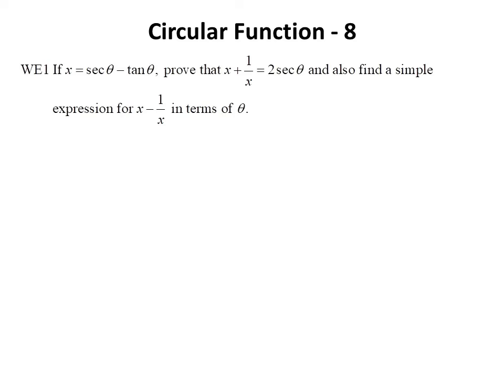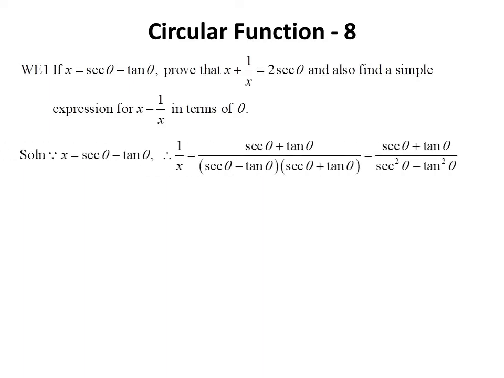Welcome to the 8th session of this circular function series. Here, example 1 is to prove the relation of x plus its reciprocal equals 2 secant theta, given that x equals secant theta minus tangent theta, and hence to express x minus its reciprocal in terms of theta.